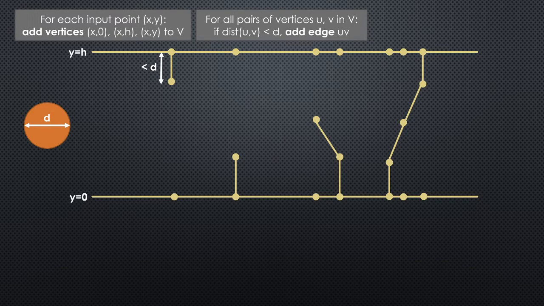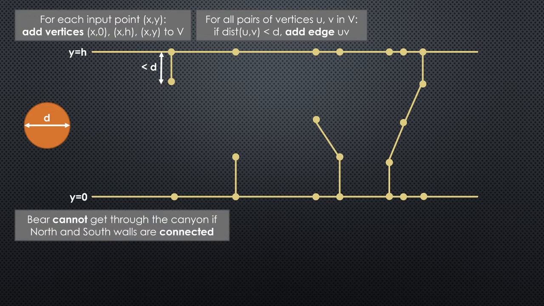So at this point, the only way the bear can pass through this canyon is if the top and the bottom are disconnected. Because if the top and the bottom are connected by a path, then that means there's actually this sort of wall where for every pair of consecutive nodes on this path, the bear can't get between those two nodes. So we can see here the bear cannot get through in this case because the top and bottom are connected. So once we've made this graph formulation, we can actually just test if the top and bottom are connected. And how would you do that?